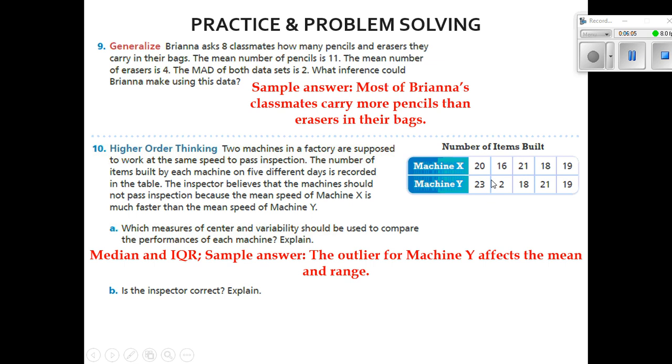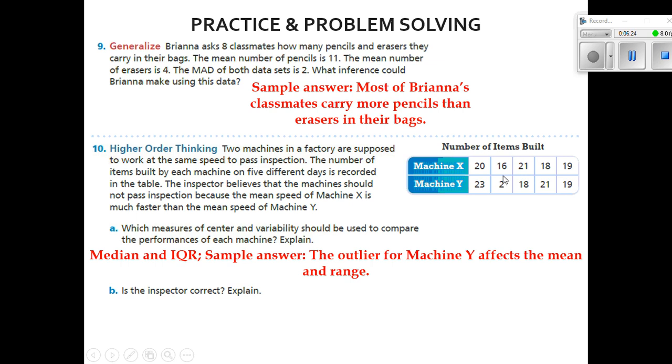We see that we have 20, 16, 21, 18, and 19. These are pretty grouped together. But look over here in machine Y. They've got the number 2 here, and that's an outlier. It's way away from the other numbers. That's going to affect our means. So it's better to go by the median.